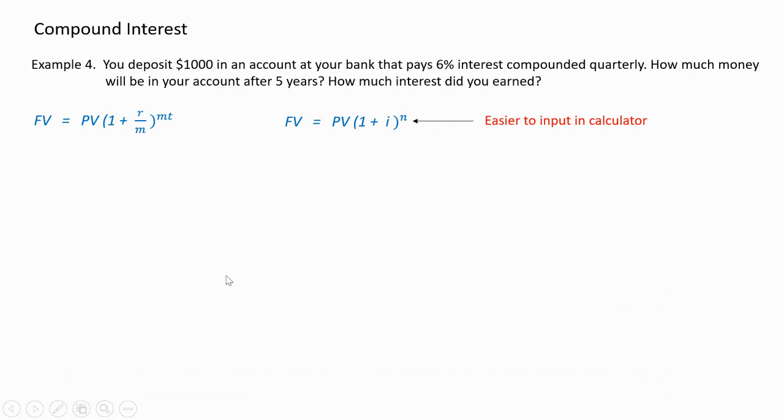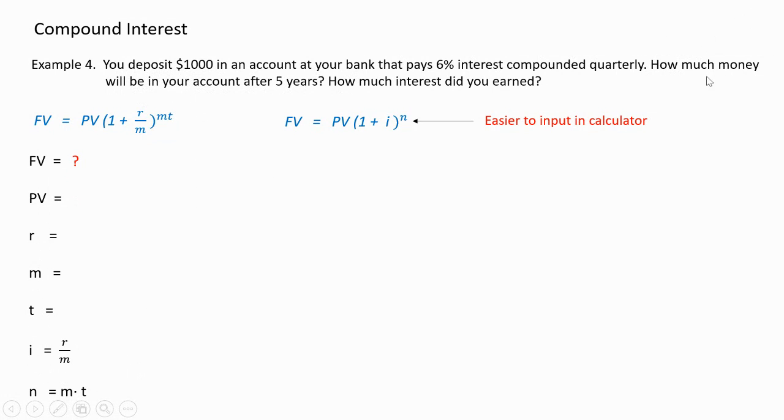It's easier to put in the calculator. So there are always 7 things to find. There's the future value, the present value, the interest rate, the compounding, the time, the I, which is R divided by M, and the N, which is equal to M times T. In this case, you deposit $1,000, and you're looking for how much money will be in the account after 5 years. So we're looking for the future value, right?